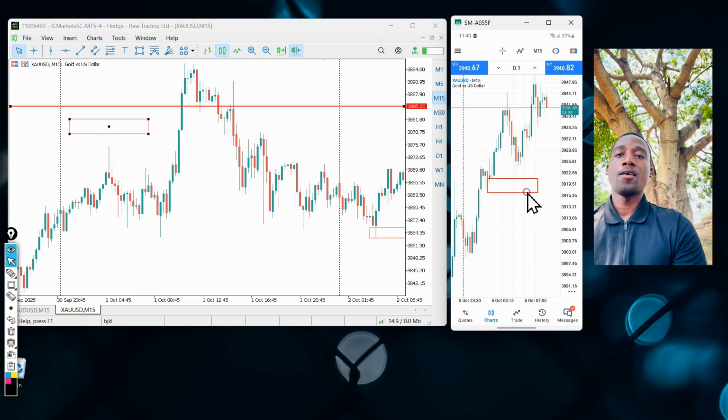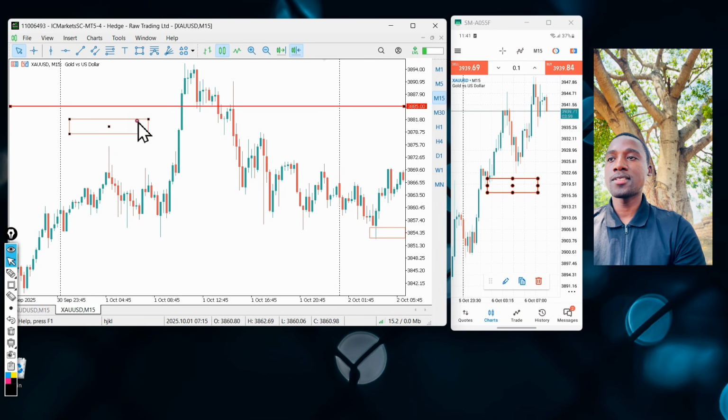Now, we have our rectangle box. We tap, and we have this rectangle box active. We can double tap this side, double tap, double tap, double tap. See that? That's how we do it. Now, how do we actually draw the support and resistance? How can we use it?